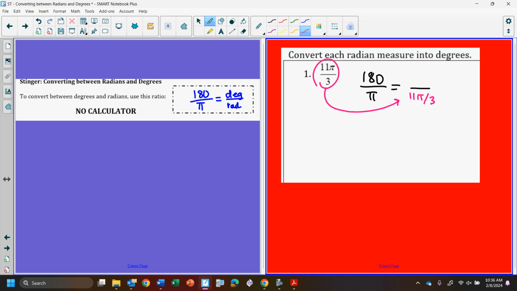A handful of you guys, probably a handful in all 3 classes, so maybe just 1 or 2 people in here, are still putting a 1 on top. Instead of putting an X as your variable, you're putting a 1 in. You want to make sure you put that X in. Okay? And then how do we solve from there?